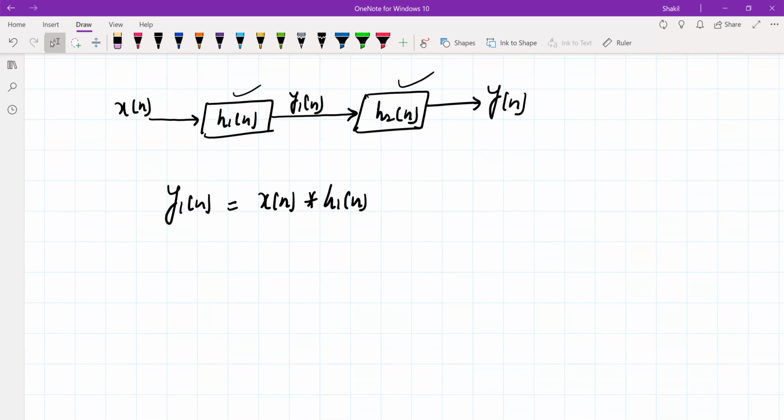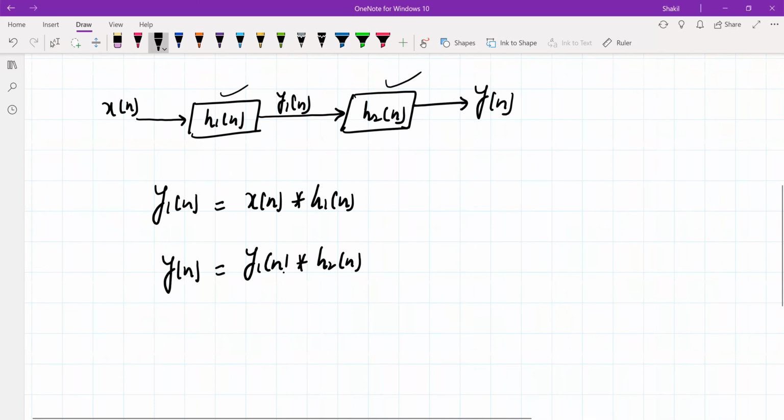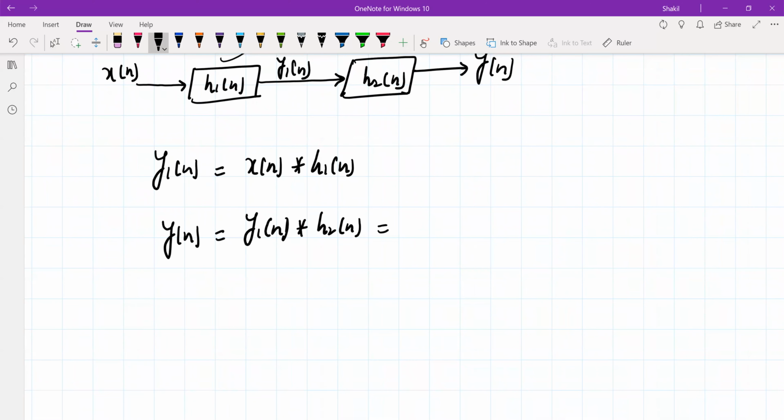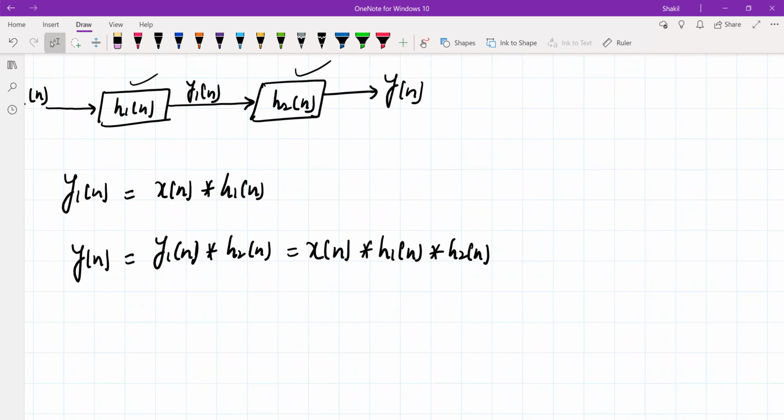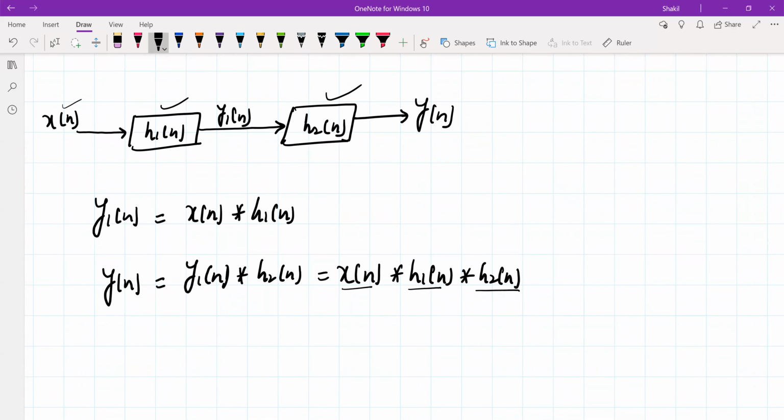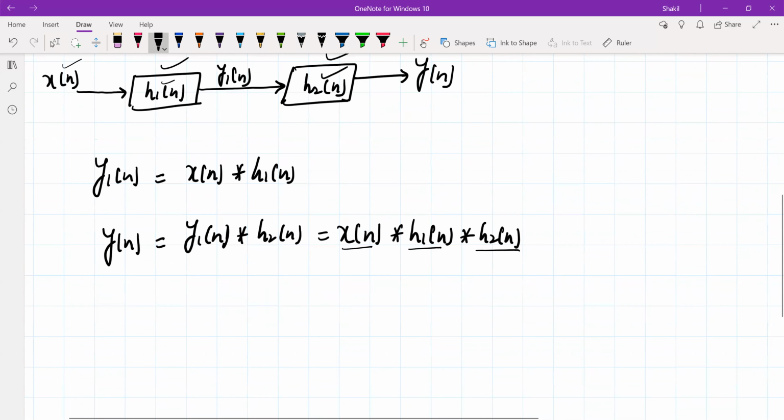Now similarly, y of n is the convolution of y1 of n with h2 of n. You can check it, the input to the second system is y1 of n. Substituting the value of y1 of n, the response of this overall system is x of n convolved with h1 of n and h2 of n. So this is the convolution of these three sequences, and this will give us the output.